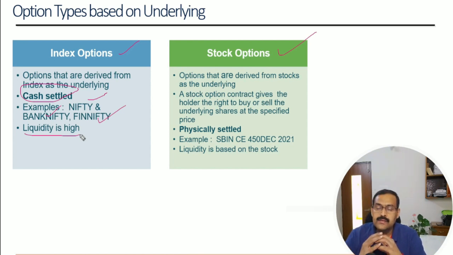The stock options are nothing but the options that are derived from the underlying stocks such as State Bank of India, Reliance, etc. And note that all these stock options will be physically settled if you have opted for physical settlement. That means based on the type of options that you hold, you will have to receive or deliver one lot of the stock quantities to the exchange. And again, the liquidity is dependent on the stock. Some stocks have good liquidity and some stocks do not have enough liquidity.